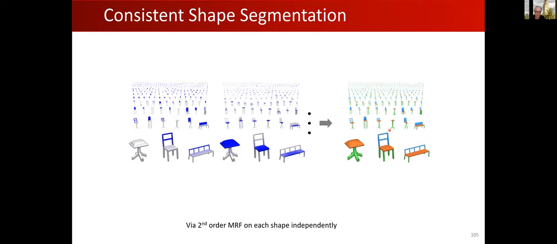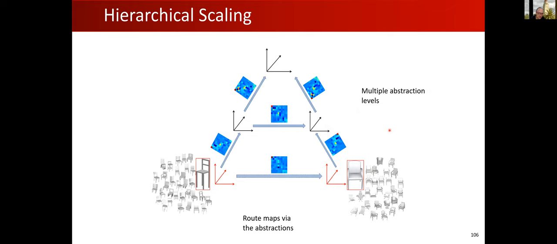Another small interesting aspect here is how to deal with large collections. We had about 8,000 chairs. It's hard to do the global optimization on all of them. So we broke it into groups of chairs and computed an abstraction per group, and then repeated the approach on the abstractions for three levels.